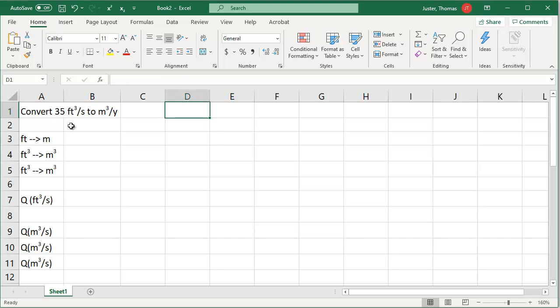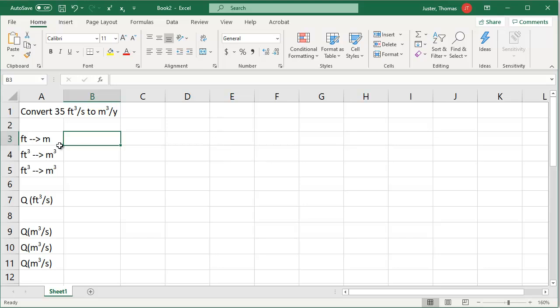So let me first talk about some generic conversions. Let's say we want to convert feet to meters. I don't remember what the feet to meters conversion is. I could Google it, but the beauty is Excel knows all kinds of conversions, and they're embedded in a really useful function called the convert function. And this is the way it works.